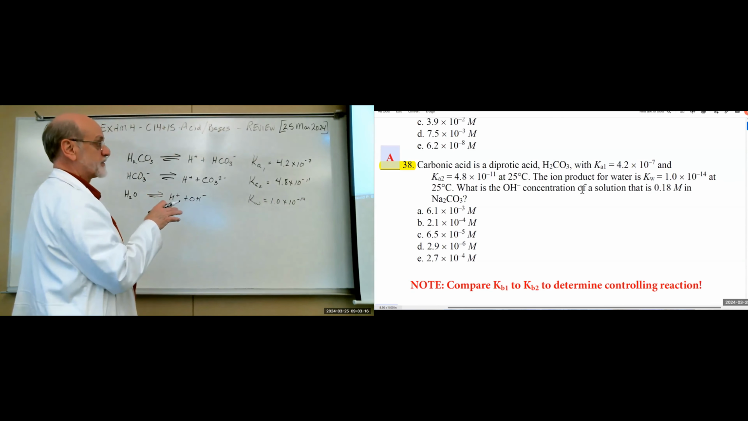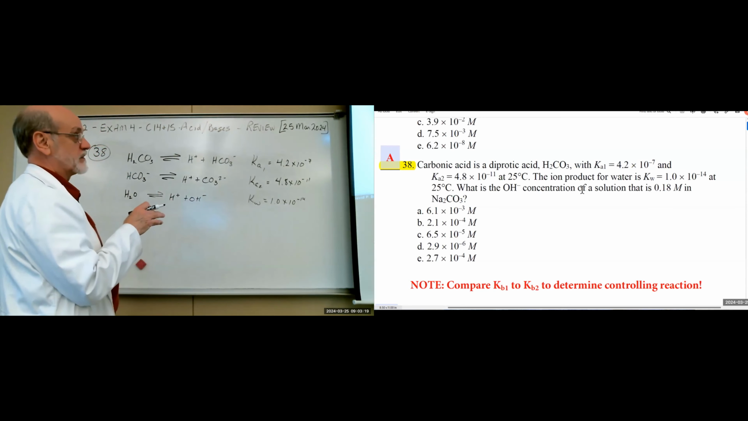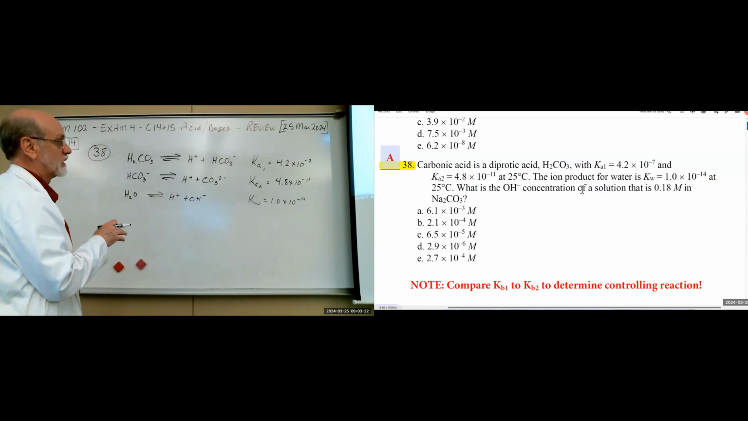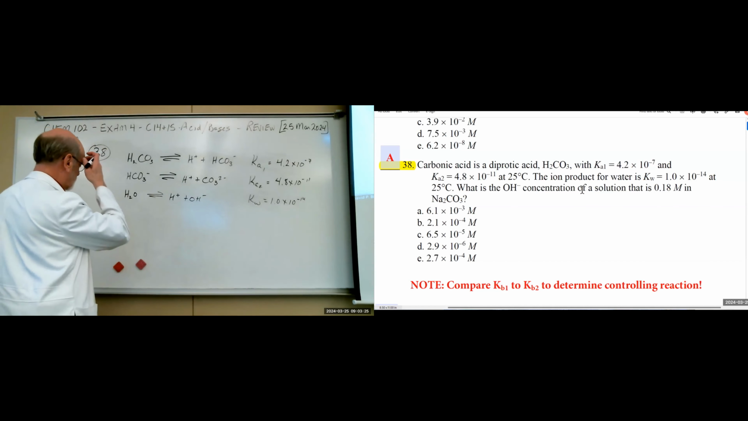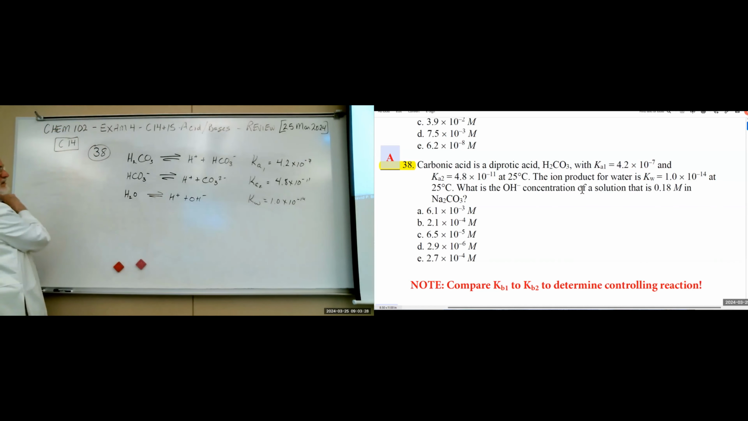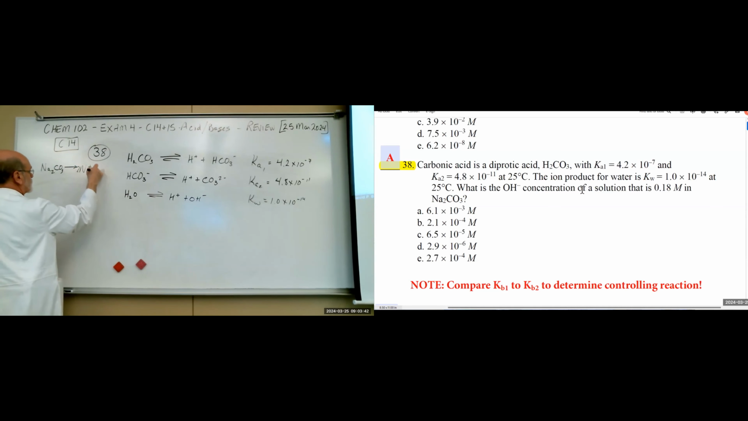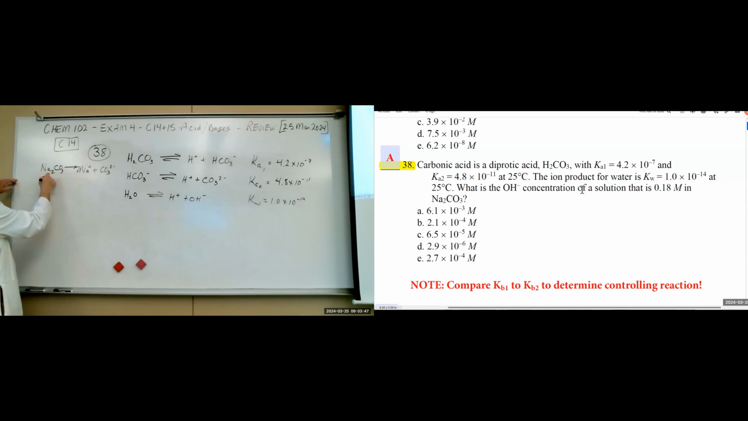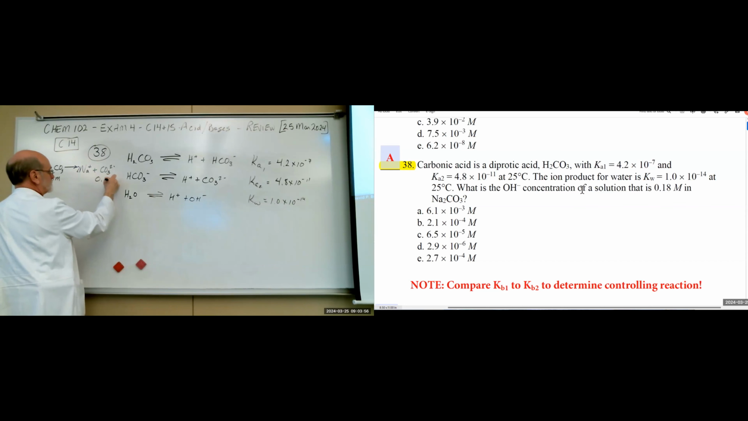at 25 degrees. What's the hydroxyl ion concentration of the solution that is 0.18 molar in sodium carbonate? All right. We're given sodium carbonate, which does what? All sodium salts are soluble. So what it's going to produce is 2 sodium ions plus a carbonate ion. And this one is 0.18 molar, correct? Right. So what does that make carbonate? That makes carbonate 0.18 molar.